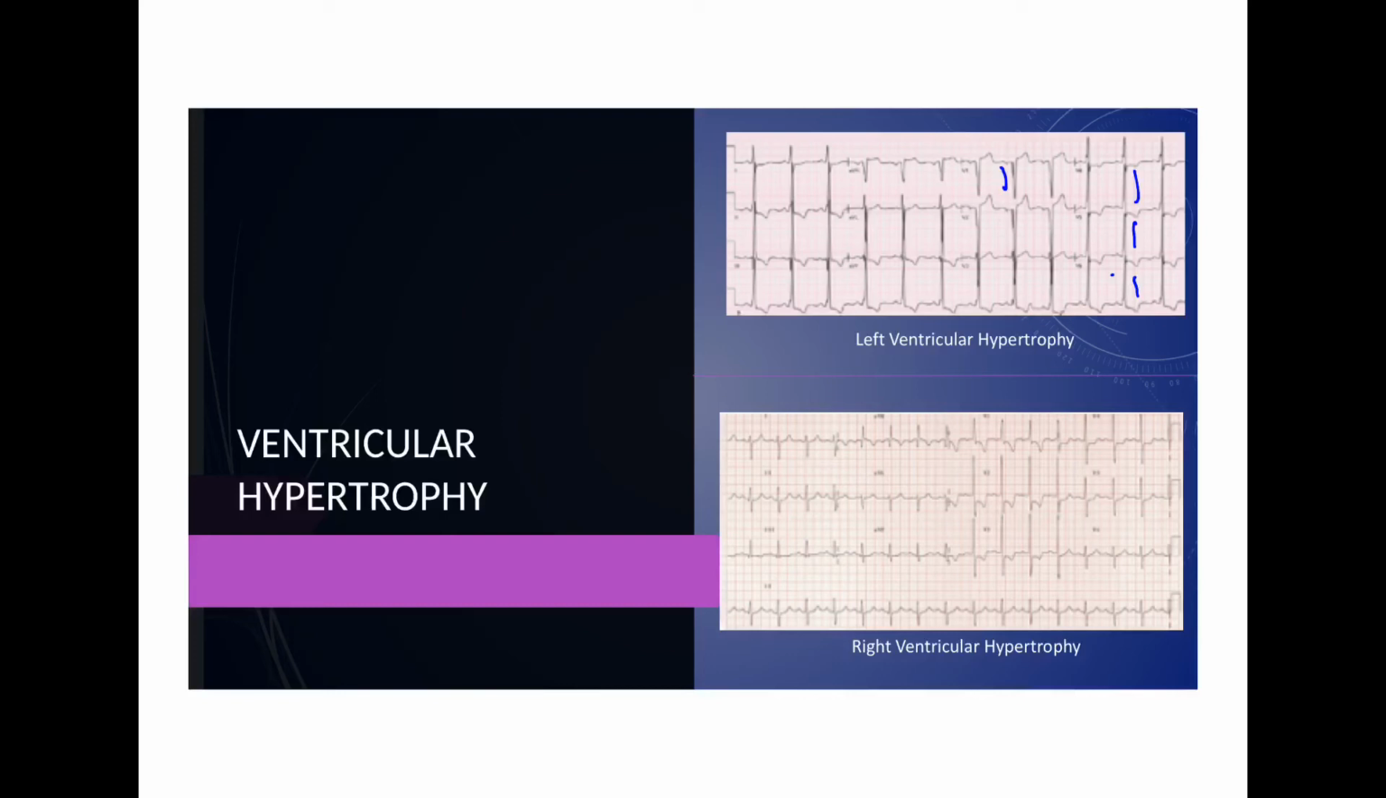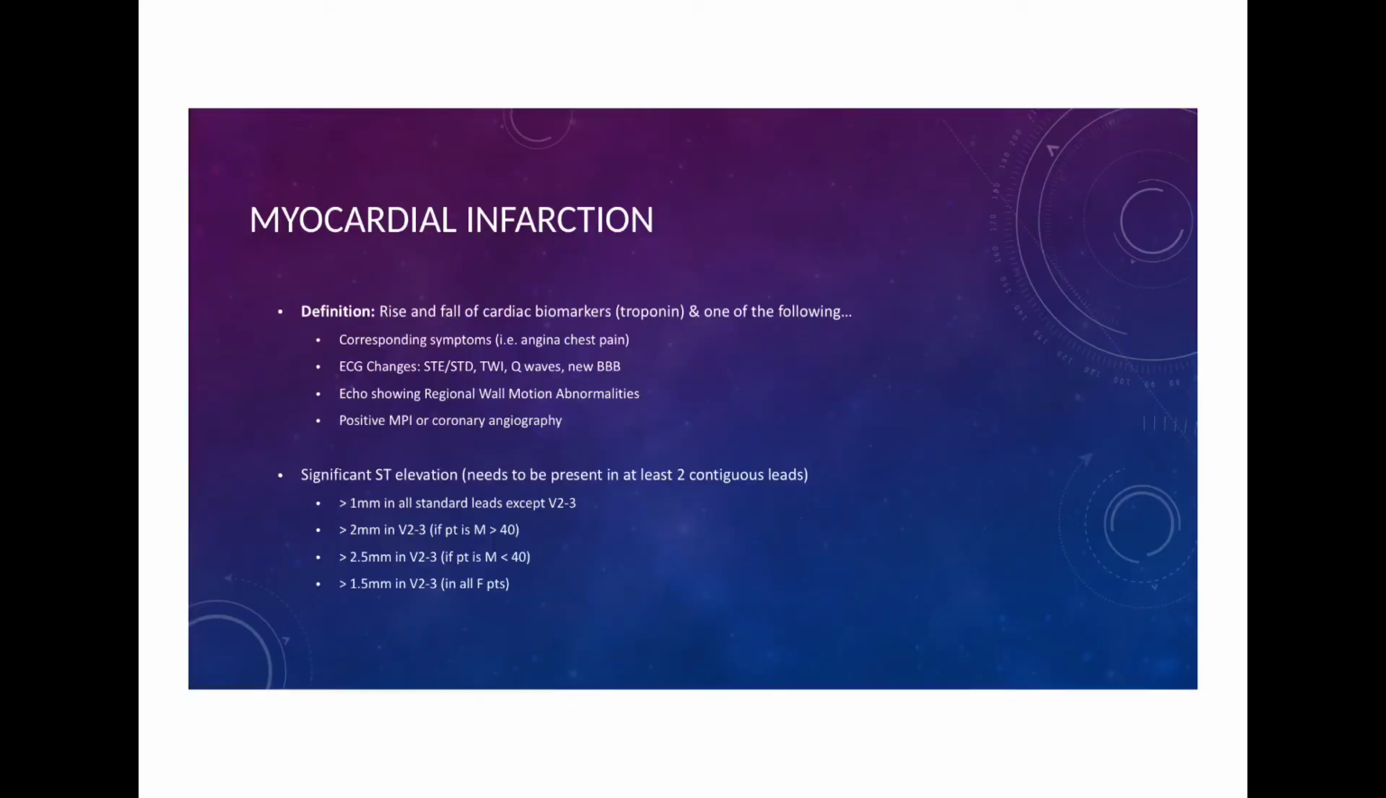In the patient with right ventricular hypertrophy, the same changes are seen, except you're going to see them in leads V1 and V2. Tall R waves. Usually the R wave in V1 is taller than the R waves in V5 and V6, with ST depressions and T wave inversions there.